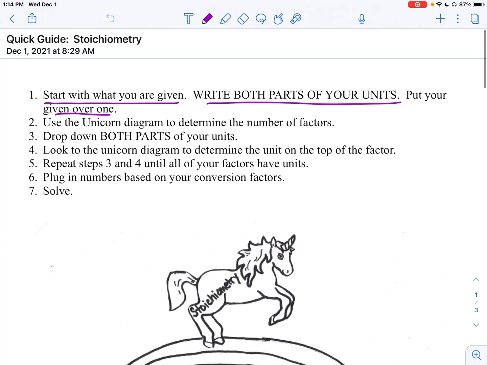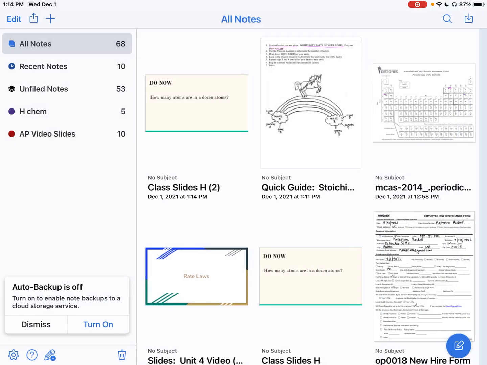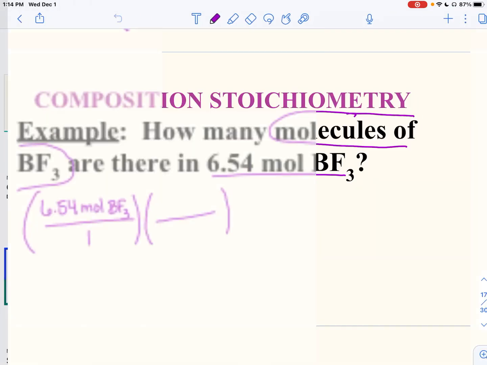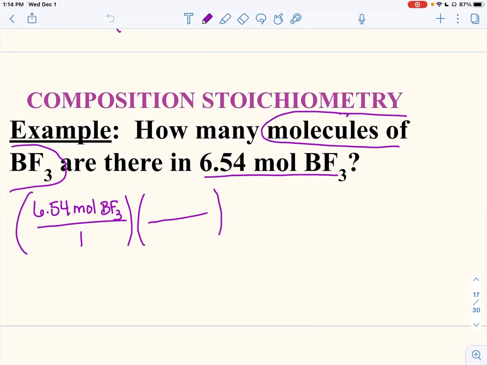So that takes care of step number 2. Step number 3 says drop down both parts of your units. If you remember in conversions, we did this all the time when we were learning dimensional analysis. And I said it would become helpful in the future. You take what unit is here and you move it down to the next factor, just like we did in dimensional analysis. This is dimensional analysis.